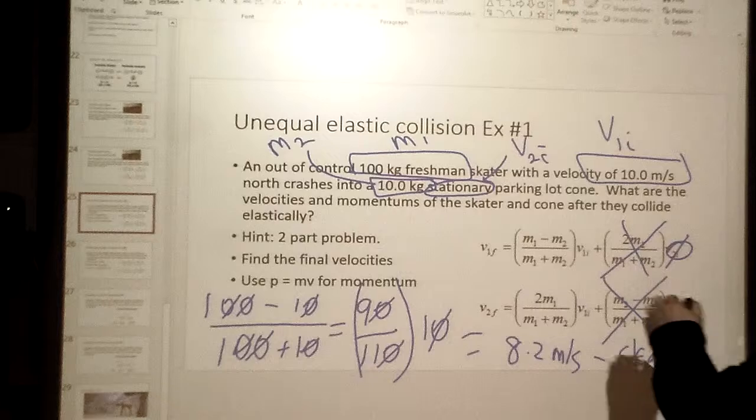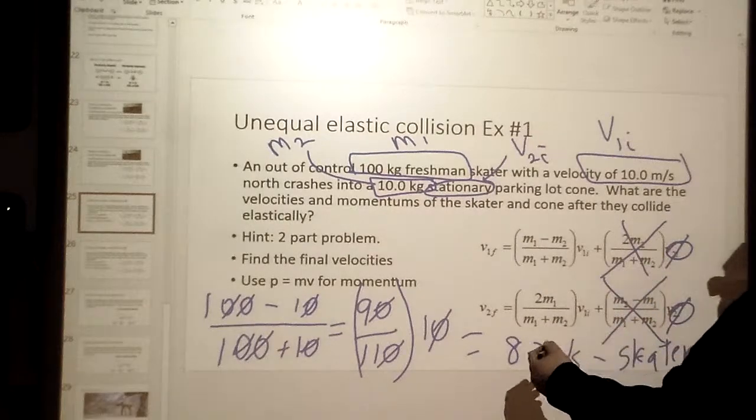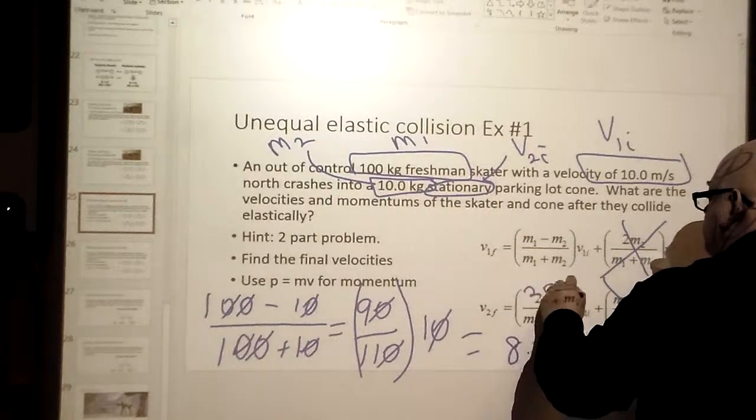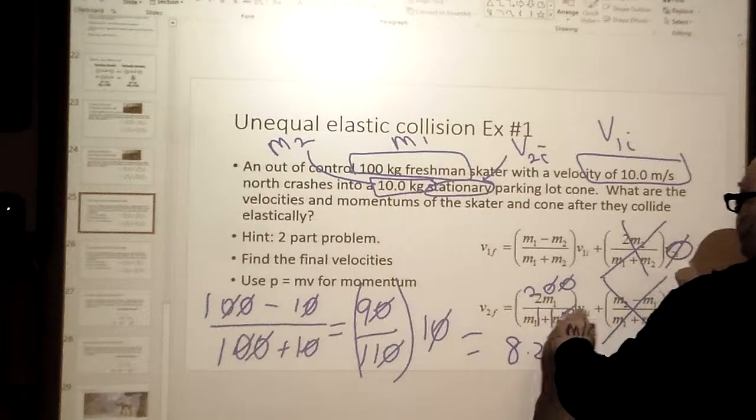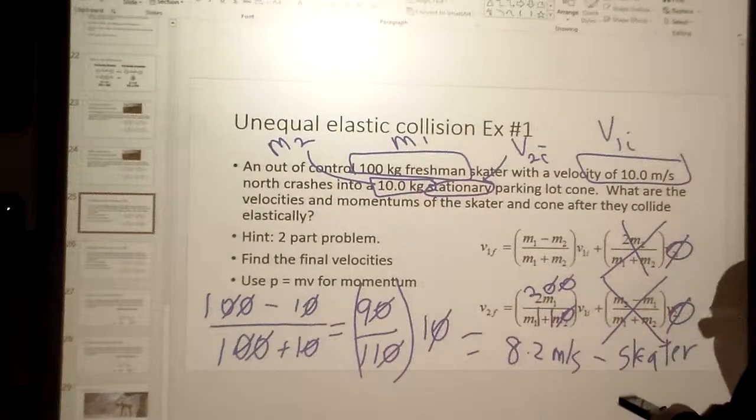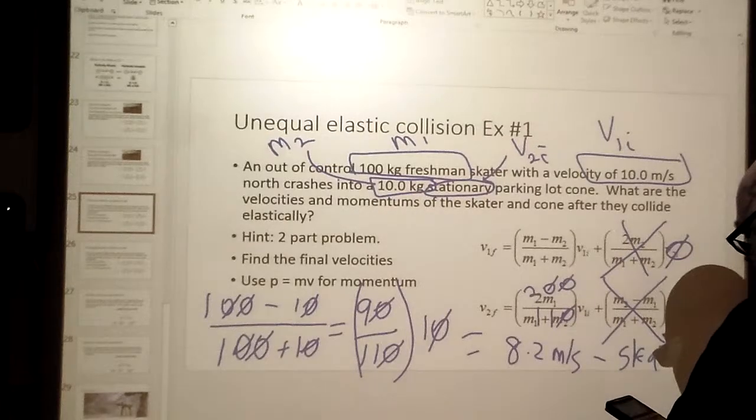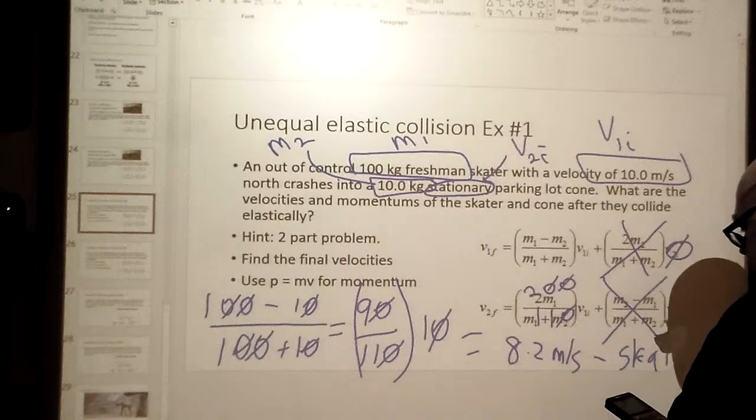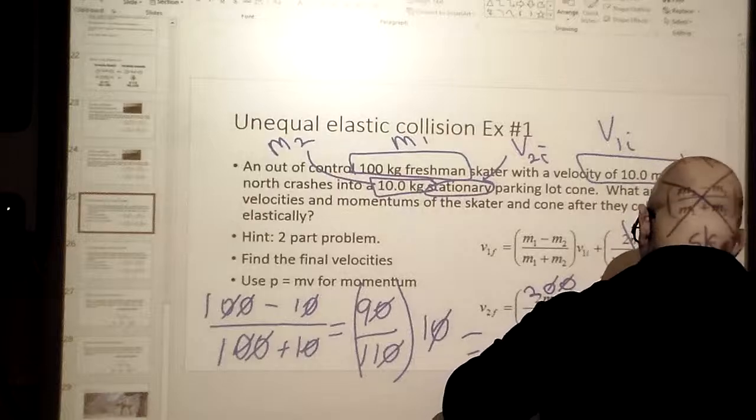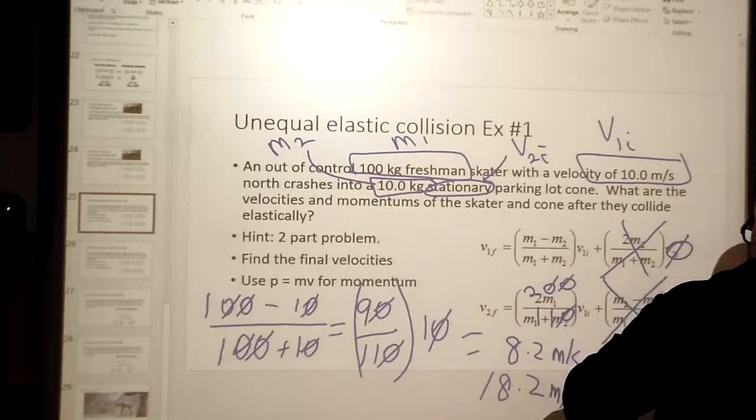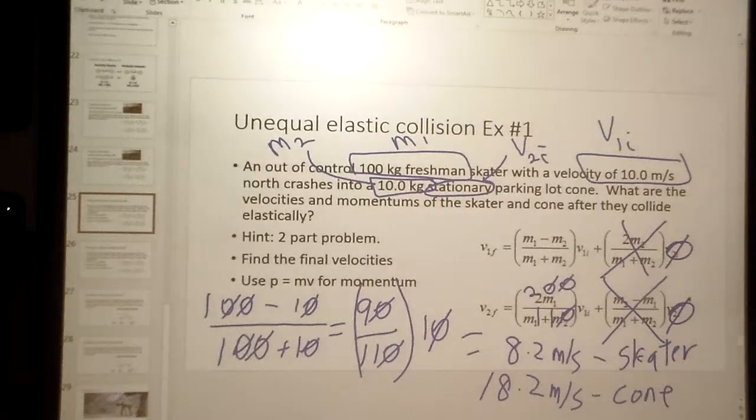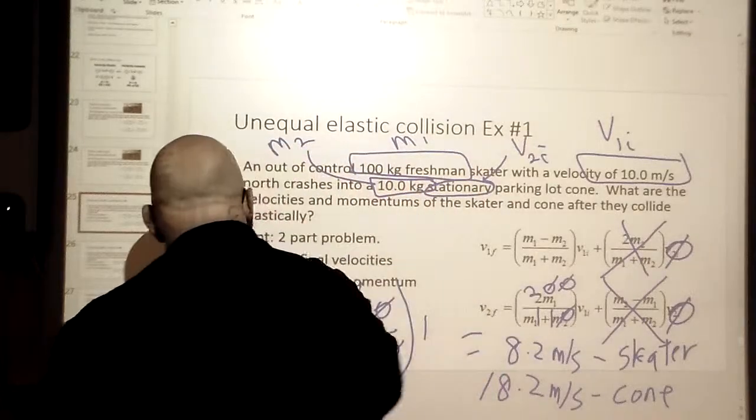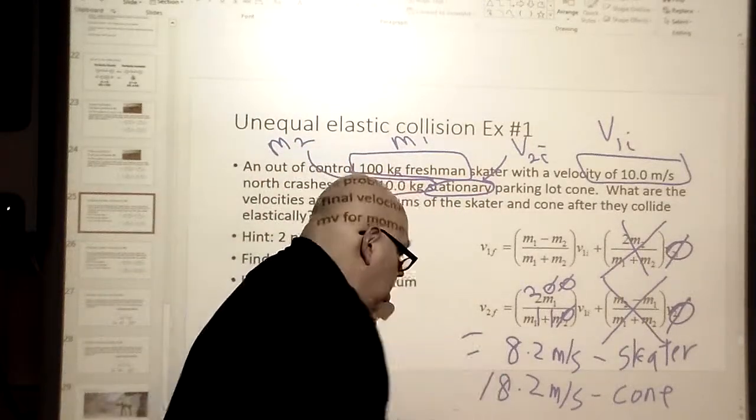Okay, let's look at our final velocity for our cone. It's 2 times the mass of the freshman. That's going to be 200 divided by 110. It would make sense that our cone is going to travel a little faster. So 200 divided by 110 times, again, the initial velocity of our freshman, and that gives us 18.2 meters per second for our cone. Okay, so that's what we have. Those are our final velocities. Now we can go ahead and figure out what our momentums are.